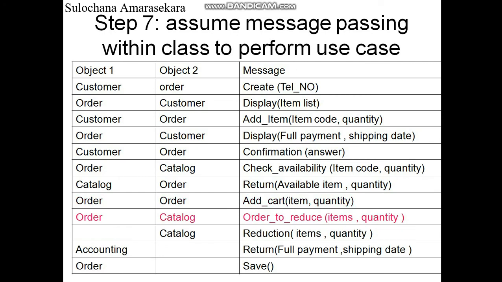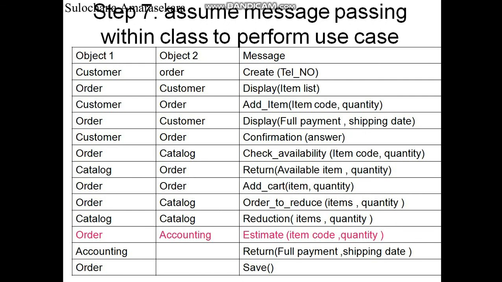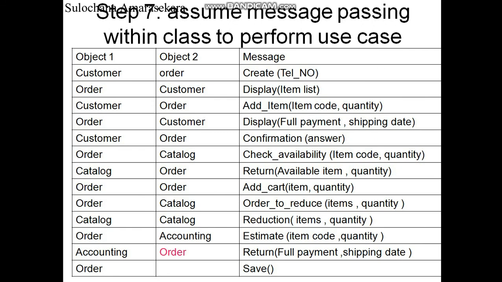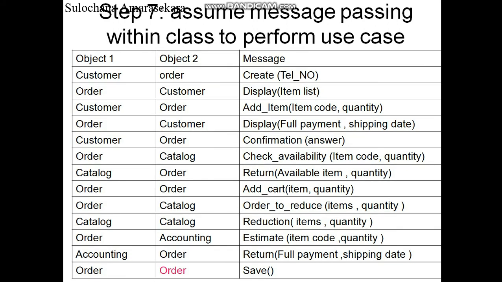Then the catalog itself needs to reduce the amount by referring to the reduction message, which contains item and quantity. The accounting class must get the order from the order class to calculate the full payment and shipping date. That order is sent via the estimate message, which contains item code and quantity. After that, the accounting unit must return the full payment and possible shipping date to the order class. Finally, the order class itself needs to get a message to save the order detail.